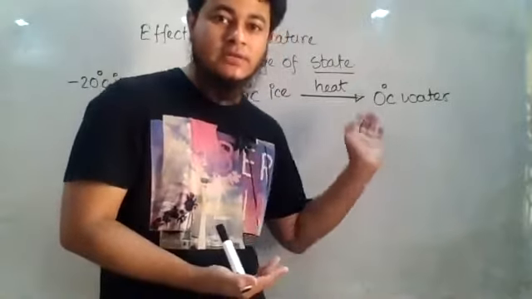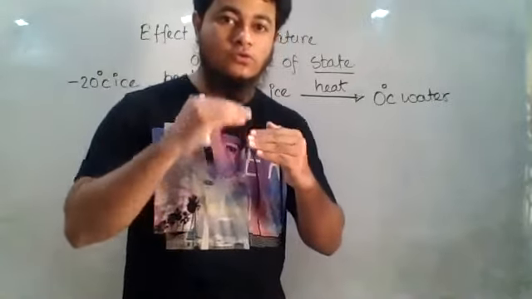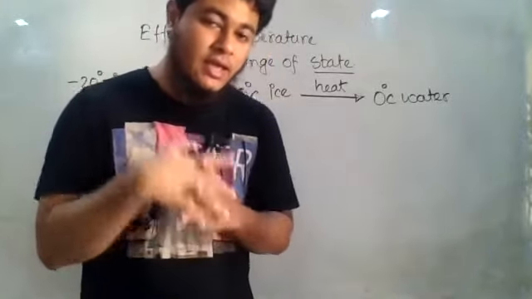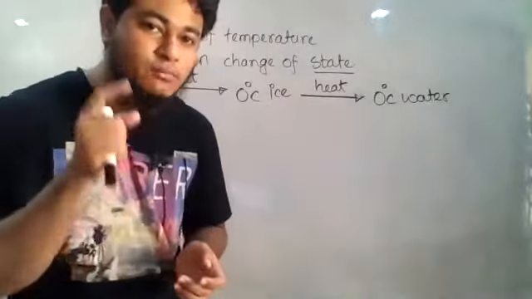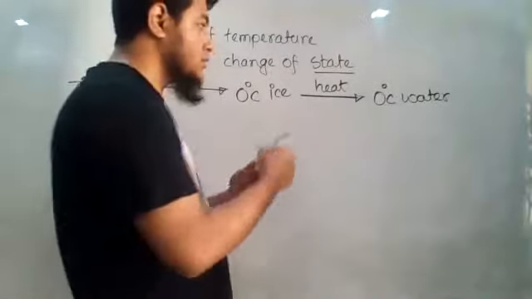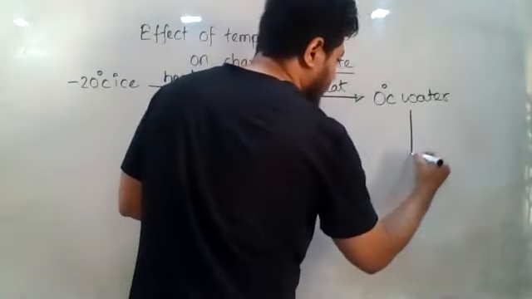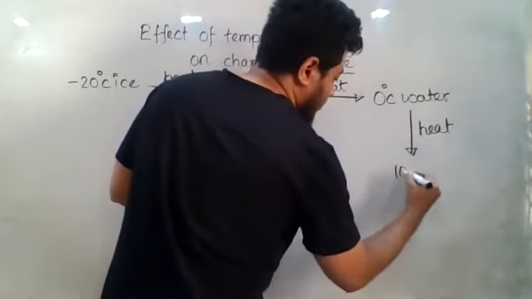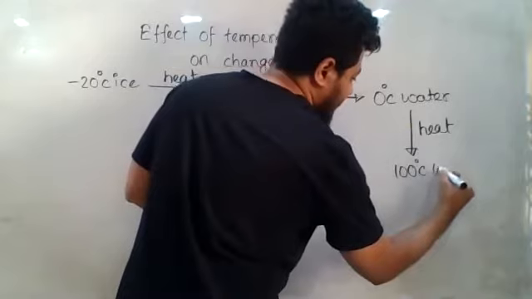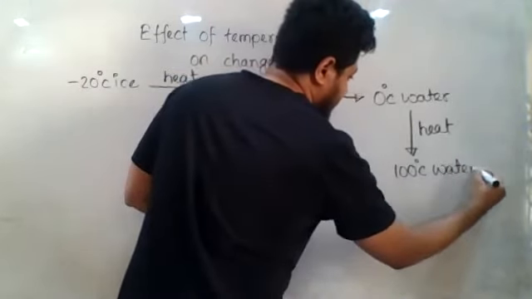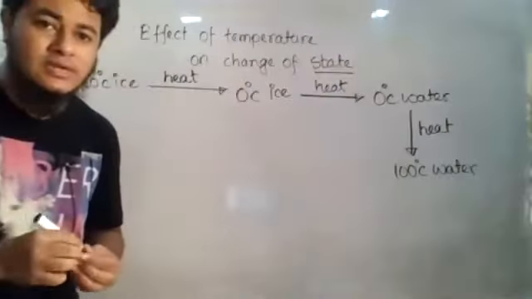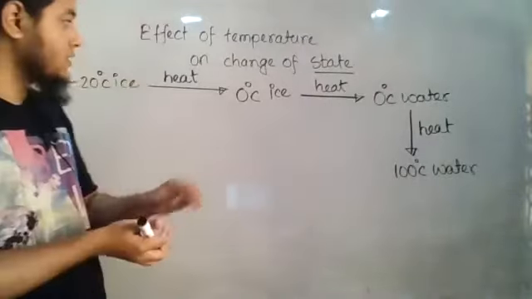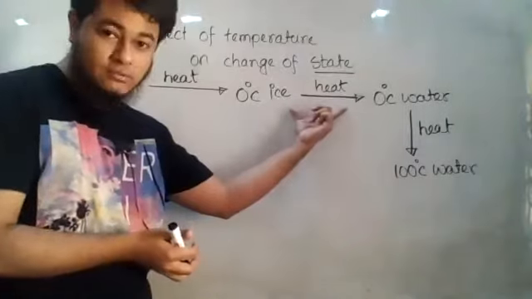What will happen? The temperature will now increase from 0 to 1, 2, 3, 4. Likewise, it will increase, right? And I will continue to heat it up to 100°C. So if I continue heating, the 0°C water will be converted to 100°C water. And again, I will see the temperature is not increasing. The temperature has come to rest. This is one situation where the temperature came to rest.